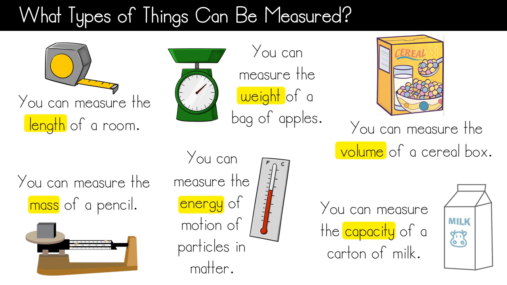There are many different things that can be measured. You can measure the length of a room, and we have a tape measure here to measure that. You can measure the mass of a pencil. This is a type of a scale. You can measure the weight of a bag of apples. You can measure the energy of motion of particles in matter, and we know this as temperature.